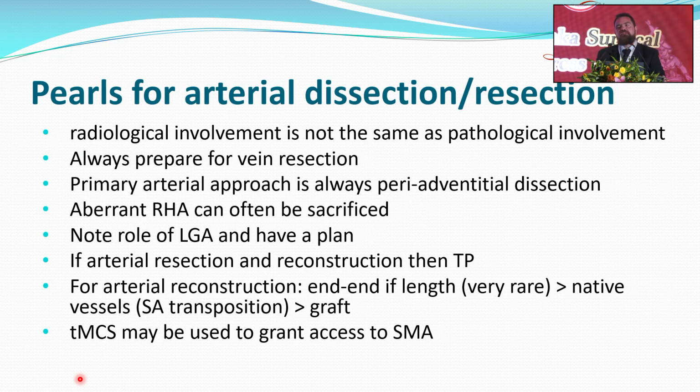If we do an arterial reconstruction, there are various methods to reconstruct. End-to-end is easy, it's preferred, but very rarely do we get enough length to do a primary reconstruction without tension. Native vessels are much preferable. In our unit, we like a lot the splenic artery transposition or an interposition graft. And then think about different tricks, and the temporary mesocaval shunt is one of them that can give access to the SMA if you can't get to it with the conventional methods.